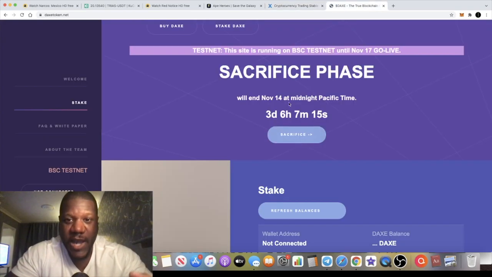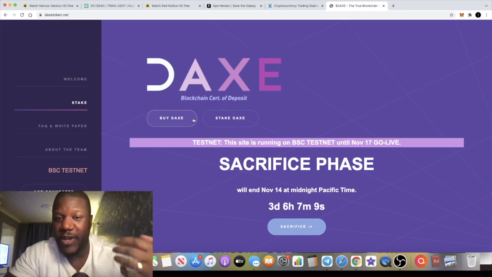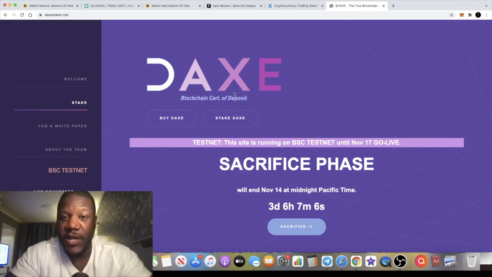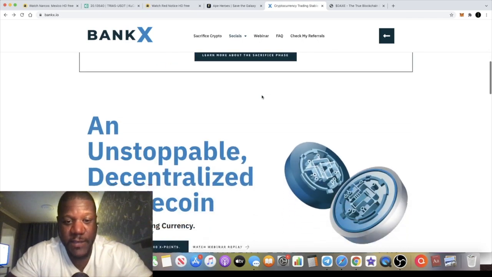Okay. Daxe, I believe, is launching on the Binance Smart Chain. So if you are looking for one with cheaper fees, because you don't really have that type of capital to be spending on fees, this is the one that you want to look at. All right, guys. So we'll take a look at that one after.